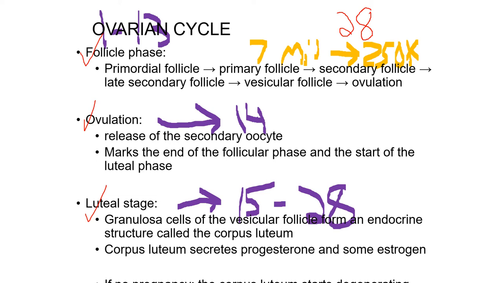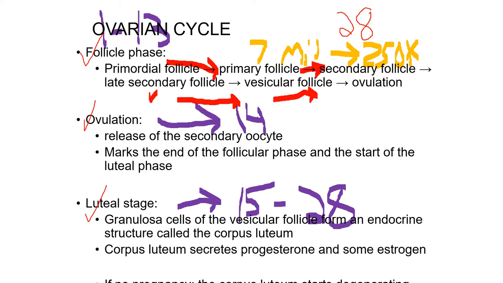So with that said, this follicle phase is happening before you're even born, but during days 1 through 13, some of these secondary follicles, and really this process is sped up a little bit, some of the primordials are moving to primary, primaries moving to secondary, and basically these follicles are just developing.